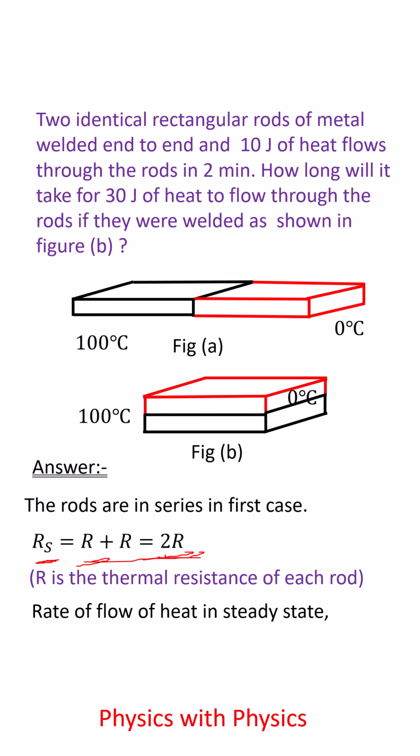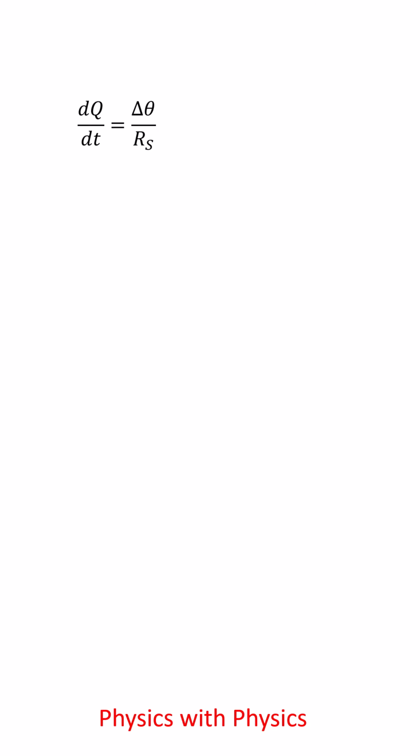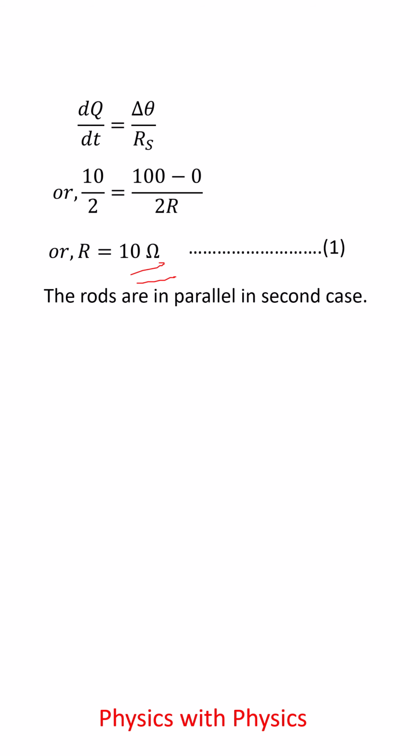Rate of flow of heat dQ by dt equals del theta by Rs. dQ by dt is given as 10 by 2. That's why it becomes like this, and R equals 10 ohm. Similarly, in the second case, the rods are in parallel, and in parallel combination, 1 by R equals 1 by R1 plus 1 by R2. Rp equals 5 ohm.